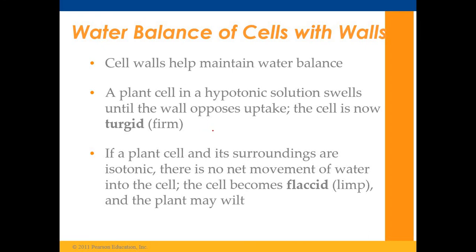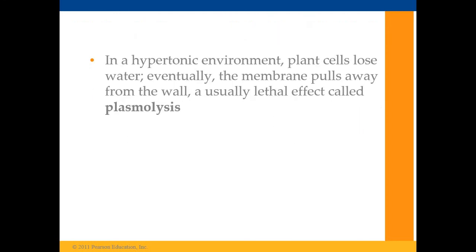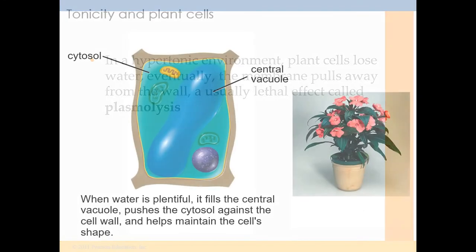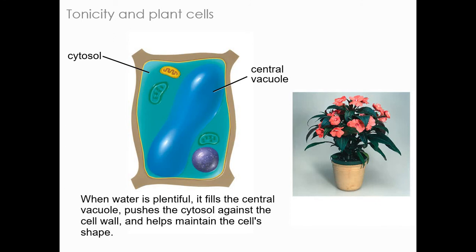If a plant cell and its surroundings are isotonic, there is no net movement of water into the cell. So the cell becomes flaccid or limp and the plant may wilt. In a hypertonic solution, plant cells lose water eventually. So the membrane pulls away from the wall, a usually lethal effect called plasmolysis. So this is how the tonicity affects the plant cells.